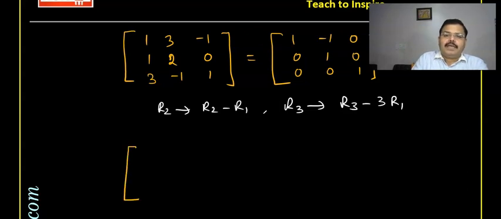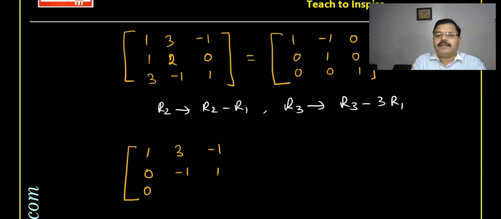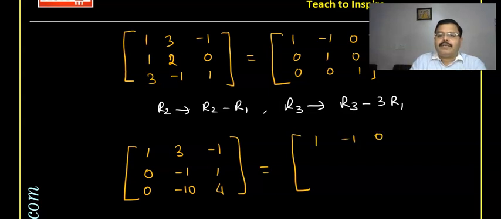So what will come? Let us write here. R1 is not going to change, so we write it as it is. 1 minus 1 is 0, 0. R2 minus R1: 2 minus 3 is minus 1, and 0 minus minus 1 is plus 1. R3 minus 3R1: minus 1 minus 9 is minus 10, and 1 plus 3 is 4. On the other side, the first row remains the same. R2 minus R1: 0 minus 1 is minus 1, 1 minus 1 is 0 on the second, and R3 minus 3R1 gives minus 3, 3, and 1.